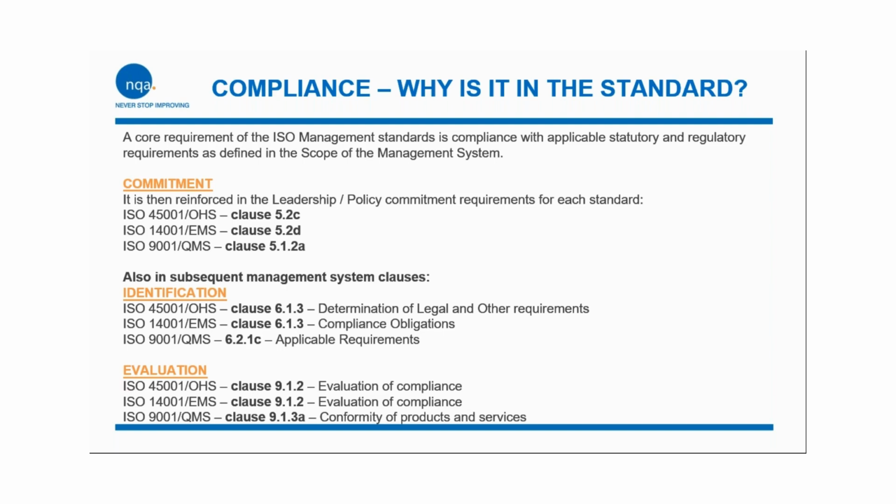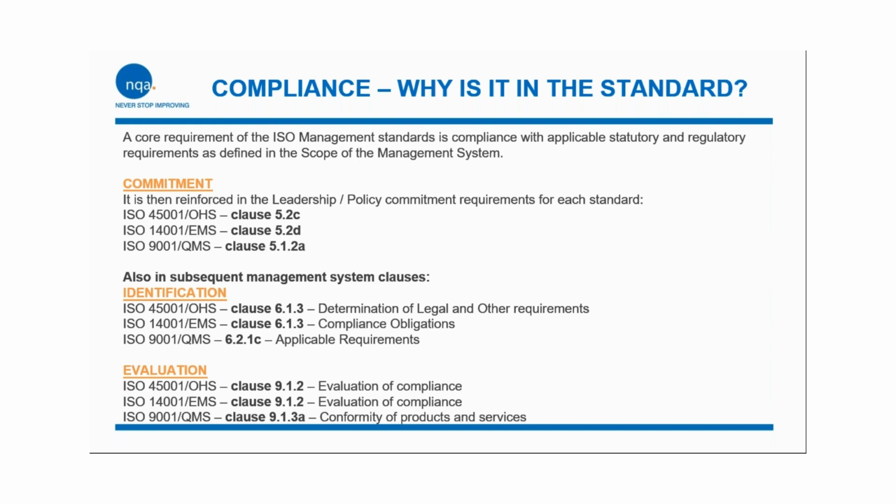That's why we've looked at the clause numbers themselves. It doesn't only come up in one clause element, so it isn't only in clause 5, for example, it's in clause 6, and as you can also see, the commitment is in clause 5, the actual identification of applicability is in clause 6, and then the evaluation, which is the checking element of the Plan, Do, Check, Act process, is in clause 9.